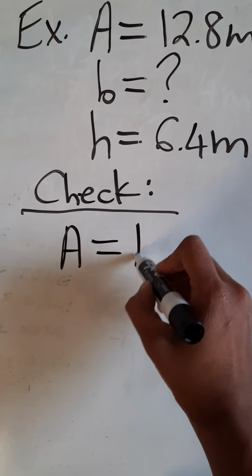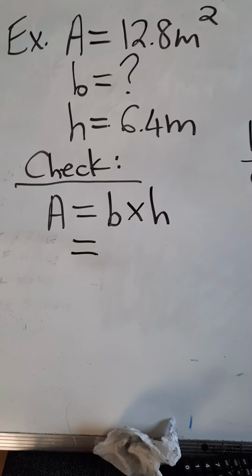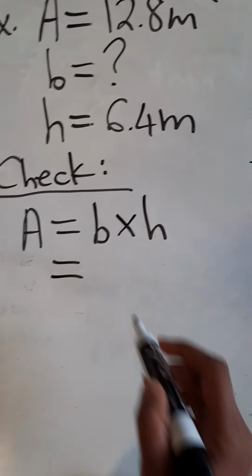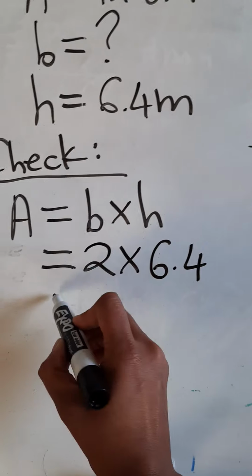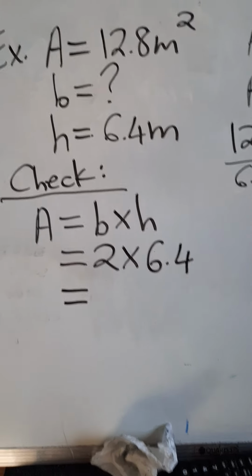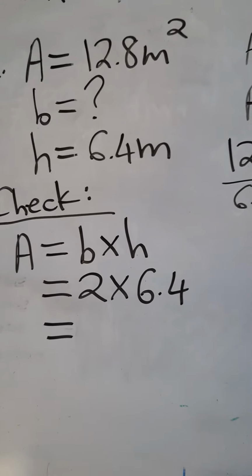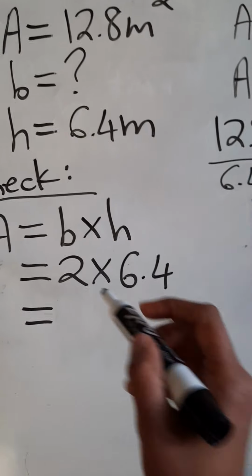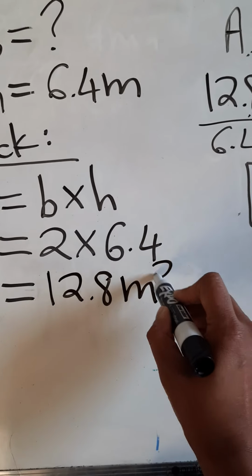Okay, so the equation of the parallelogram is base times height. Okay, and the base we got was 2. So we're going to do 2 times 6.4. Okay, and you can actually multiply this out, okay, on your own. And you notice when you do that, we're getting 12.8 meters squared.